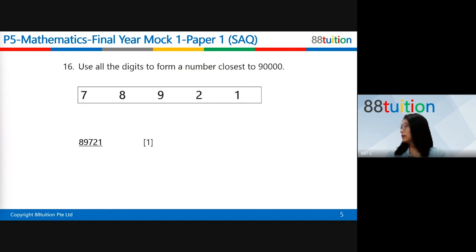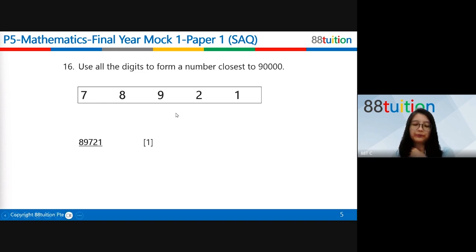This question is easy. Use all the digits to form a number closest to 90,000. There are two things you have to take note of. It's not always going to be less than 90,000. It could be more than 90,000. So for this type of question, do write two numbers, one bigger, one lesser. Then you find the difference to compare. Because a lot of the time you all will just take the lesser one, and sometimes if the question is set well, there will be a trick in it.